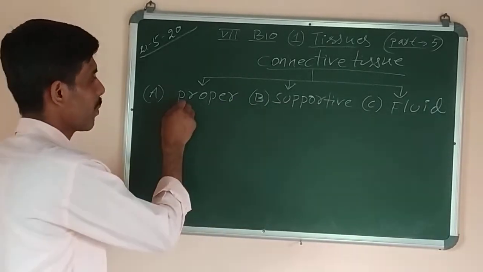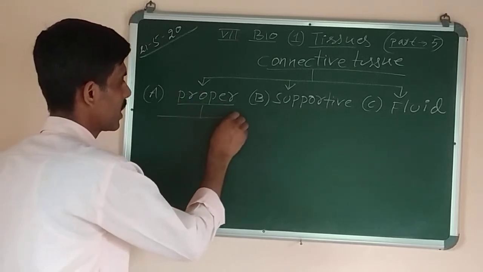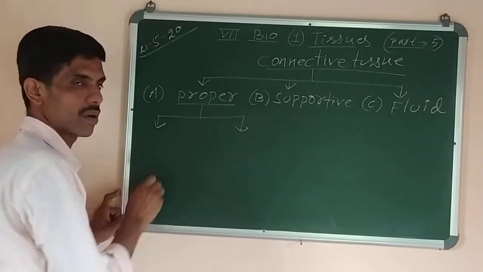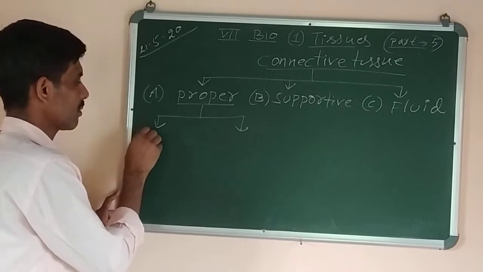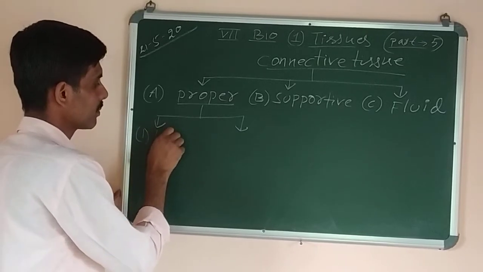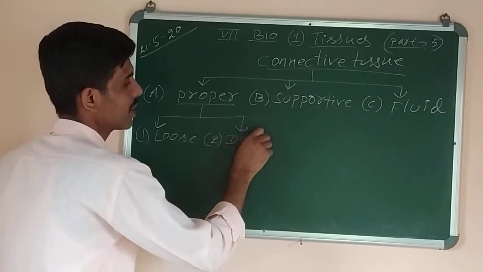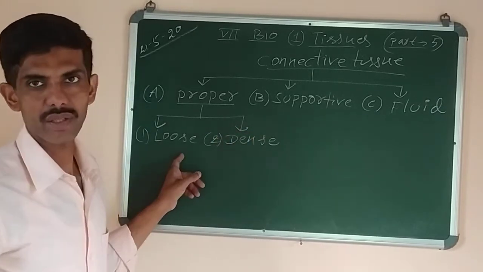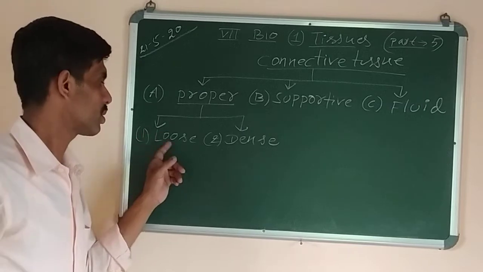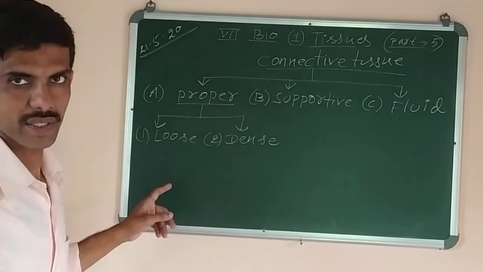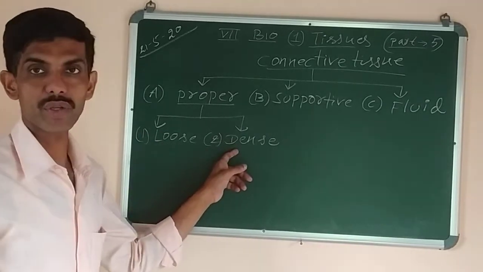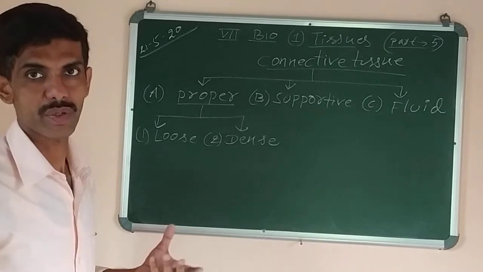First one we will take proper connective tissue. It is further divided into 2 types. What are they? Number 1, loose connective tissue, and number 2, dense connective tissue. Now how this loose and dense? It depends on the number of fibers. Like loose connective tissue, the fibers are less in number. Dense connective tissue has more fibers in them, which makes it dense.